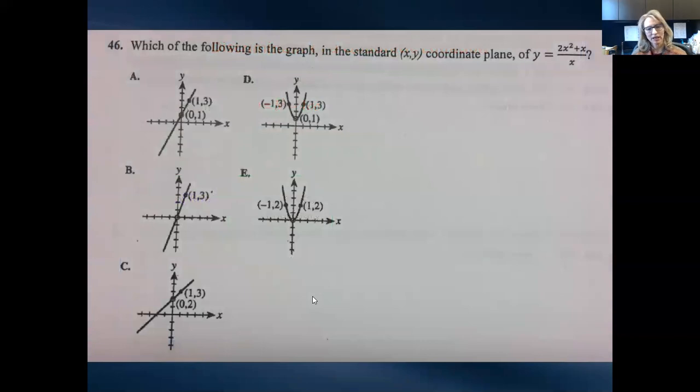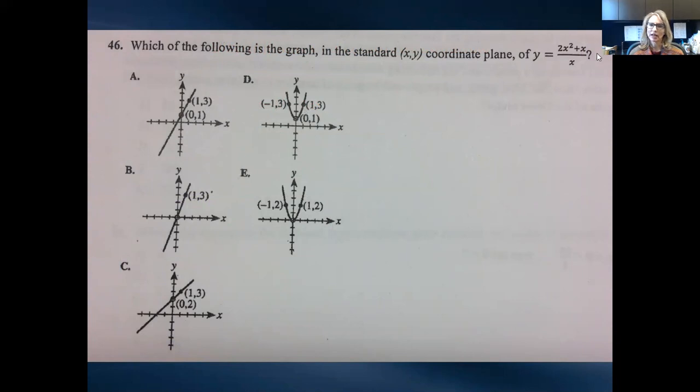So let's look at a few questions that involve functions. Which of the following is the graph in the standard coordinate plane of y equals (2x squared plus x) over x? I just threw this up there because it's actually a simple question, but a lot of people see this 2x squared and think, oh, I'm looking for a parabola, and they cancel out all the straight lines and narrow it down to these two and choose from these.